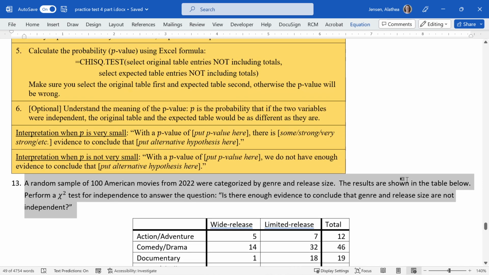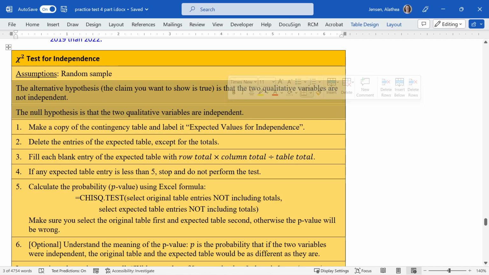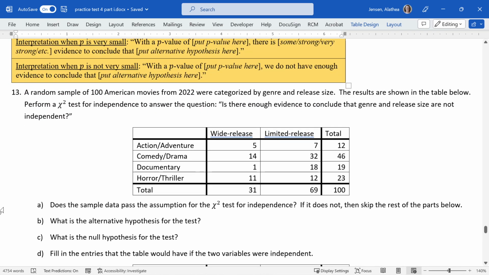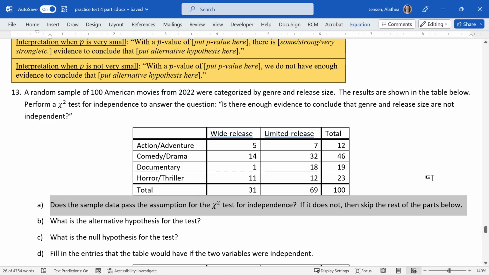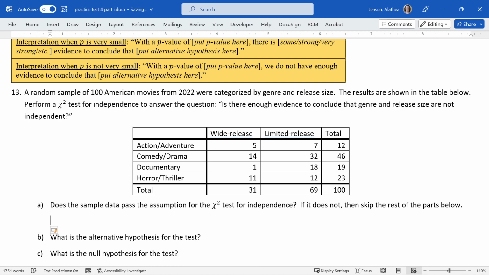So chi-squared test is relatively simpler than some of the other tests because there's only one assumption and there's no choices of what you can do. The alternative hypothesis and the null hypothesis are just set for you. All right, so first question is, does the sample data pass the assumption for the chi-squared test for independence? And if it does not, you skip the rest of the parts. So all you have to check is that it was a random sample, and it does say here random sample. So answer here is yes, it was a random sample.